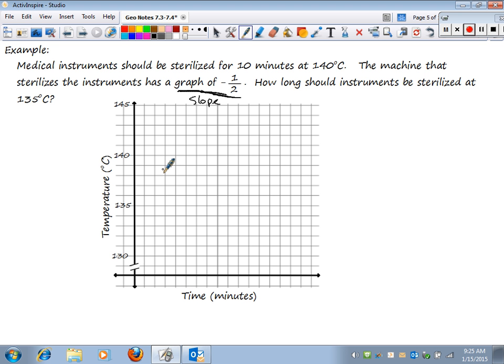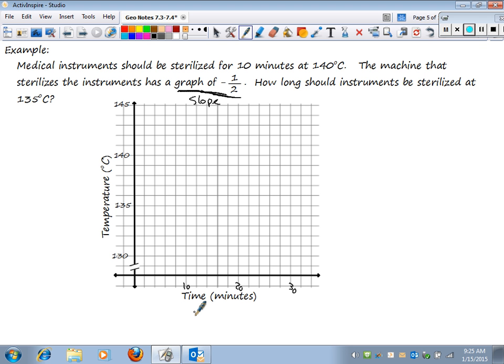Now on the bottom, we're going to use minutes, and we're going to go by 2s. So 2, 4, 6, 8, 10 minutes. 2, 4, 6, 8, 20 minutes. 2, 4, 6, 8, 30 minutes. And so on. So we'll just leave the 10, 20, 30 minutes there. We'll just go by 2s.